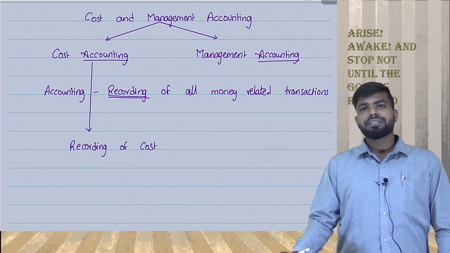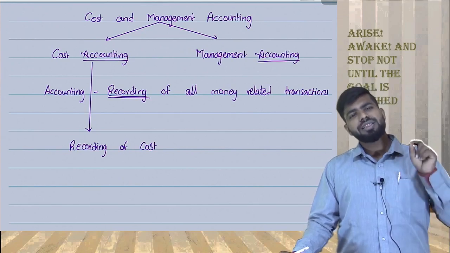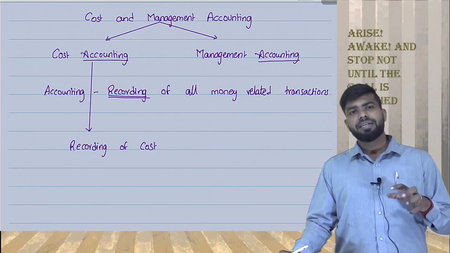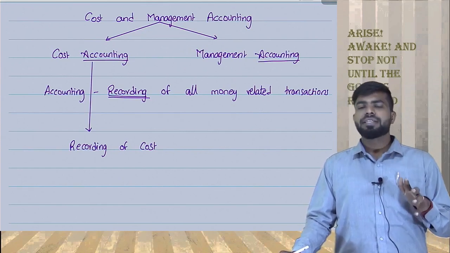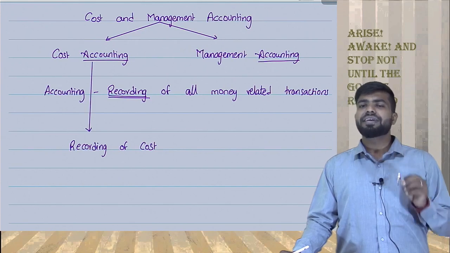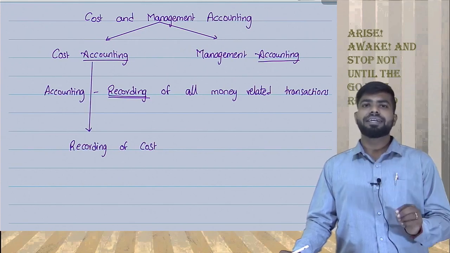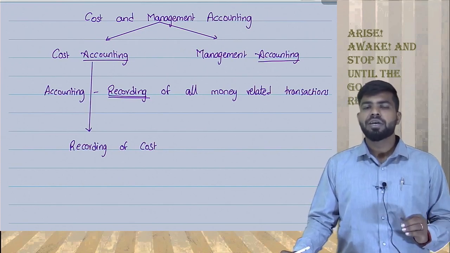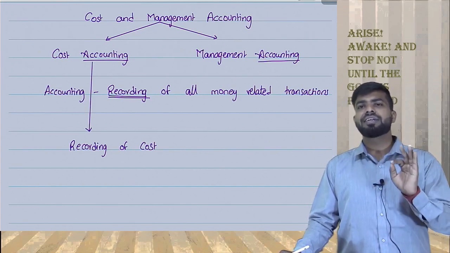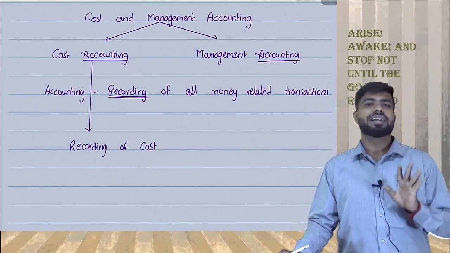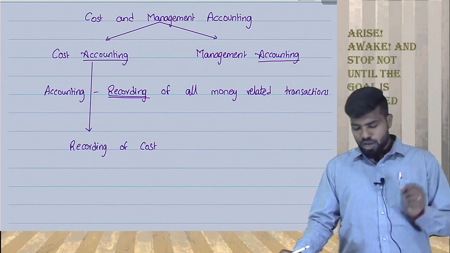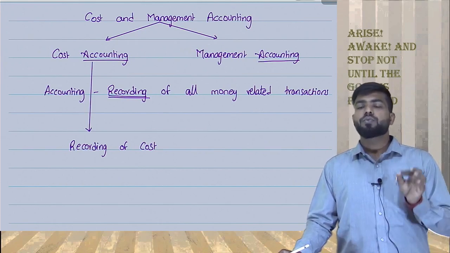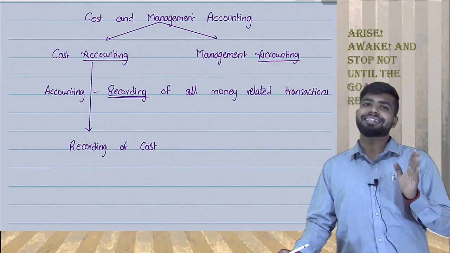See, in case of accounting, we are going to record all the transactions which are related to money. So when it comes to a company, in any company X, you are going to record each and every transaction related to money. Even if you spend 10 rupees or 10 lakh rupees, whatever the case, we are going to record the transaction. That is called accounting, or we can call it financial accounting. But when it comes to cost accounting, we are going to record only cost related transactions.